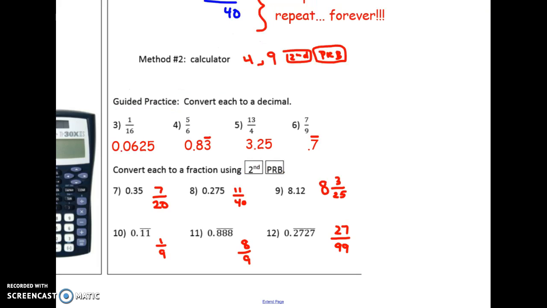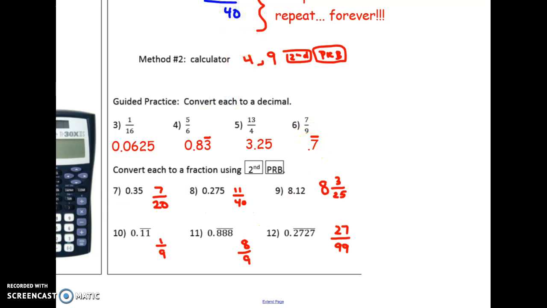Okay, checking answers across the top row here. 1/16 equals 0.0625. 5/6 had a repeating digit of a 3, but not right away. We had an 8 first and then a whole bunch of repeating 3s, so the bar just goes over the 3. Number 5 equals 3.25, and number 6 equals 0.7 repeating, again, make sure you have the bar over the 7.